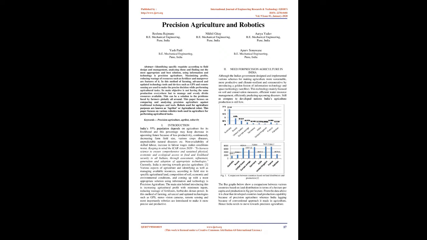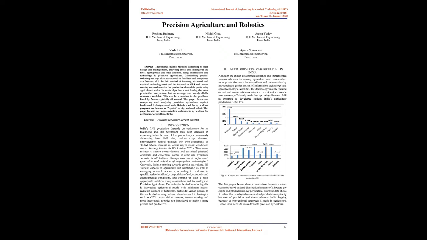2. Need for precision agriculture in India. Although the Indian government designed and implemented various schemes for making agriculture more sustainable, more productive, climate resilient and remunerative by introducing a golden fusion of information technology and space technology, satellite. This technology mainly focused on soil and conservation measures, efficient water resource management, and efficiently predicting upcoming disasters. Still, as compared to developed nations, India's agriculture production is low.